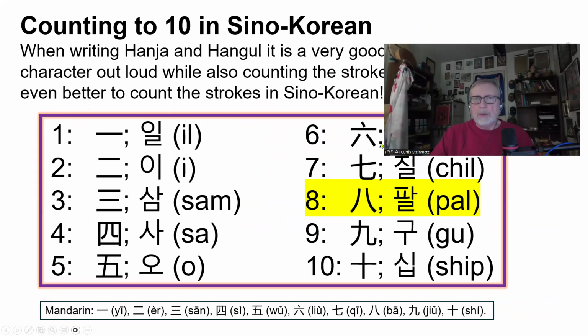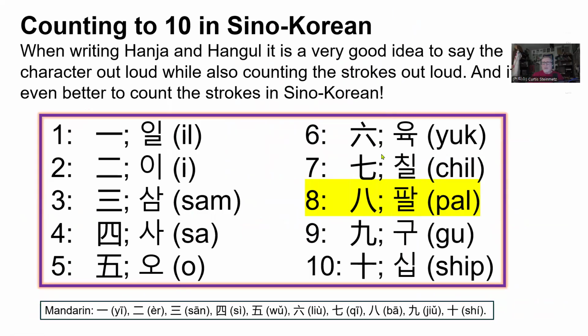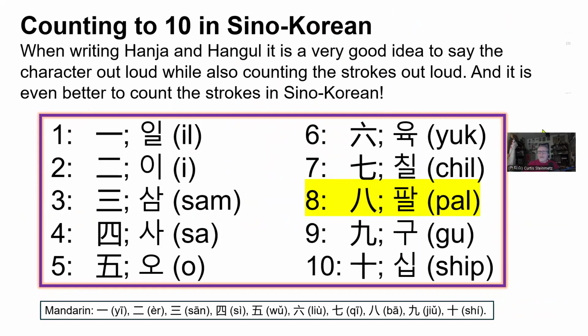Let's see. Oh, yeah. So, episode 8. This is the slide that I've shown before about how to count in Sino-Korean. Number 8 is pal. Il is number 1. All right. E is number 2. Sam, number 3. Sa, number 4. O, number 5. Yuk, number 6. Chill, number 7. Pal, number 8. Gu, number 9. Ship.